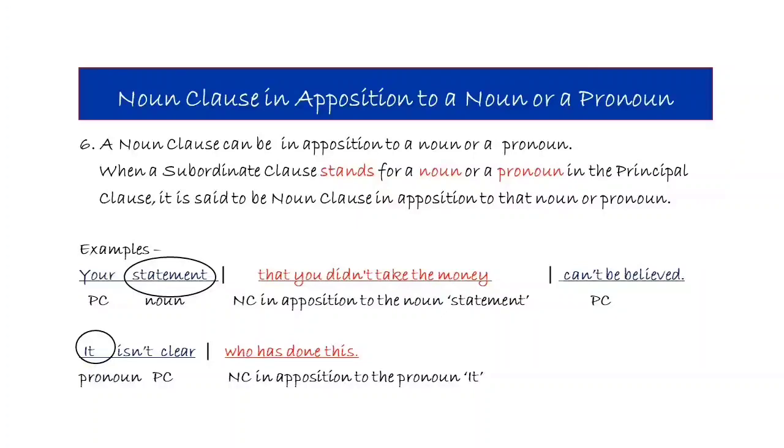Next, it isn't clear who has done this. Here, it isn't clear is the principal clause. Who has done this is the subordinate clause which stands for the pronoun it in the principal clause. So, who has done this is noun clause in apposition to the pronoun it.